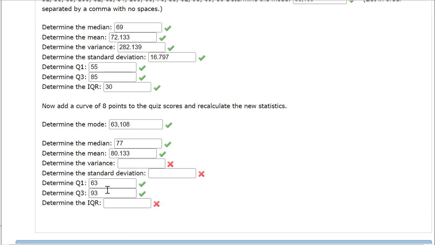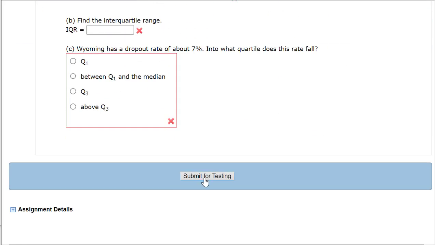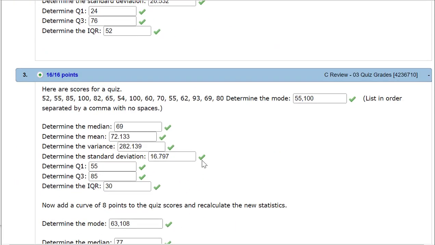Now, IQR, 93 minus 63, is that the same or different? Oh, it's the same. So that's a hint to you. Maybe you should do IQR first and say, did it change? No, it didn't. Guess what? That means that the other values, variance and standard deviation, stay exactly the same. I can just copy the numbers down. That way I don't have to add 8 to every data point and recalculate. Okay, so we've got 36 out of 57. We're more than halfway through.